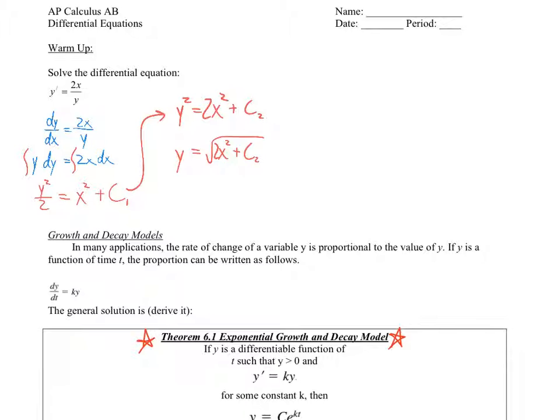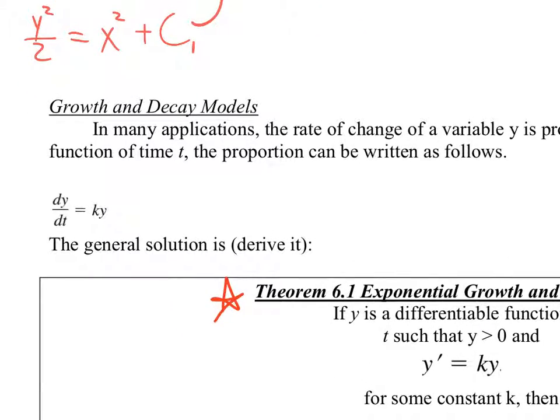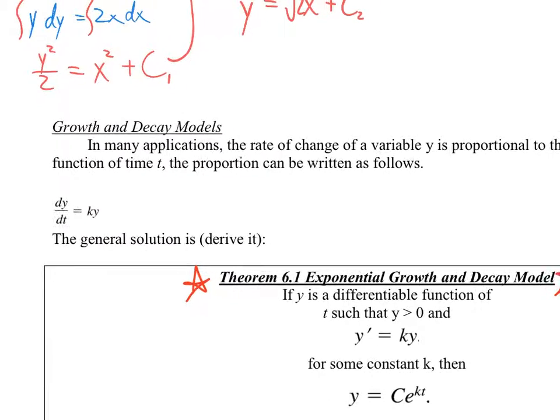Now, here's something with growth and decay models, okay? In many applications, the rate of change of a variable y is proportional to the value of y. If y is a function of time, the proportion can be written as follows. So dy dt equals k times y.